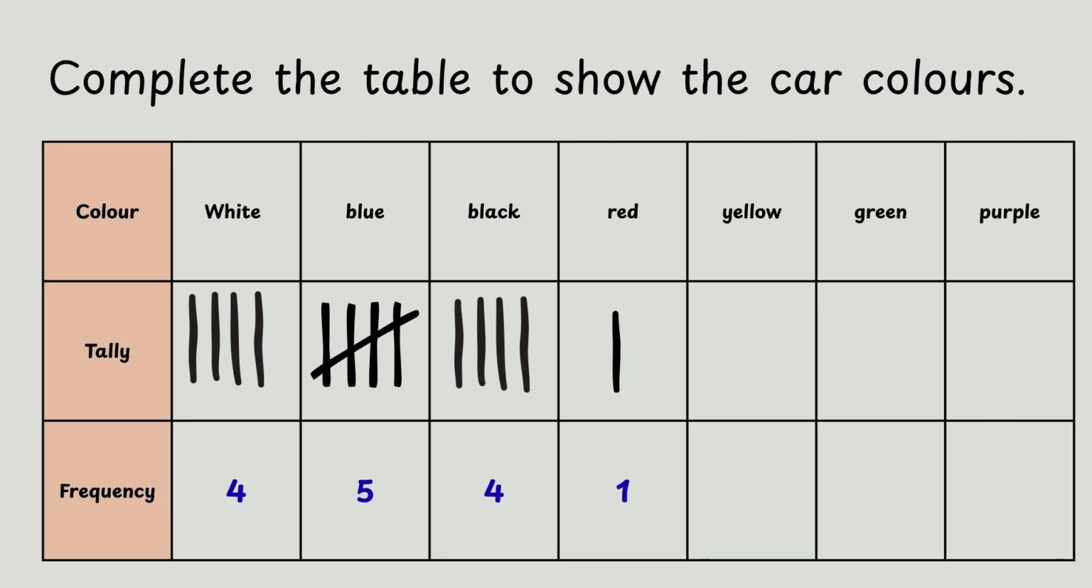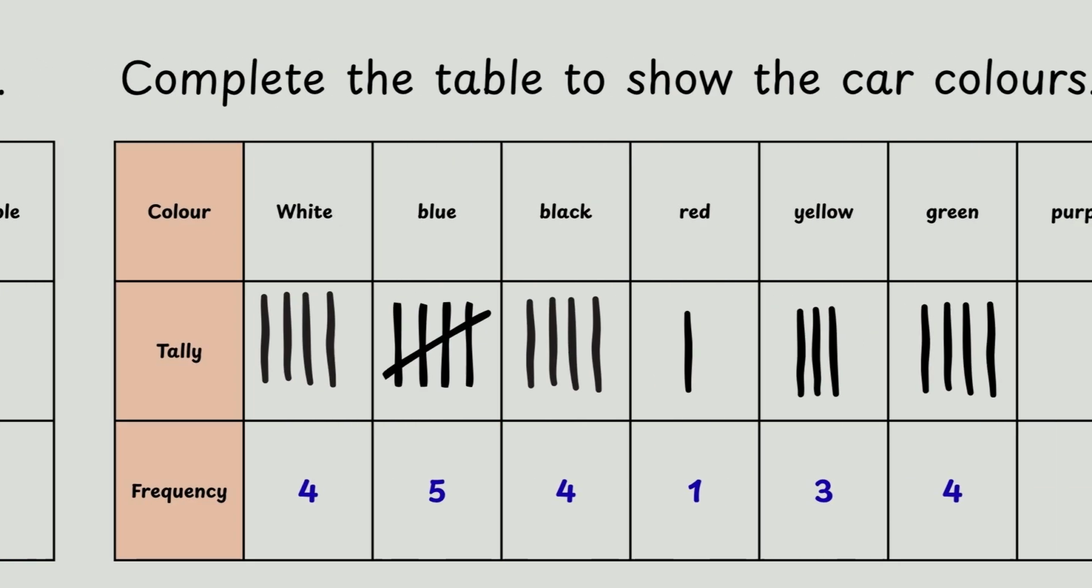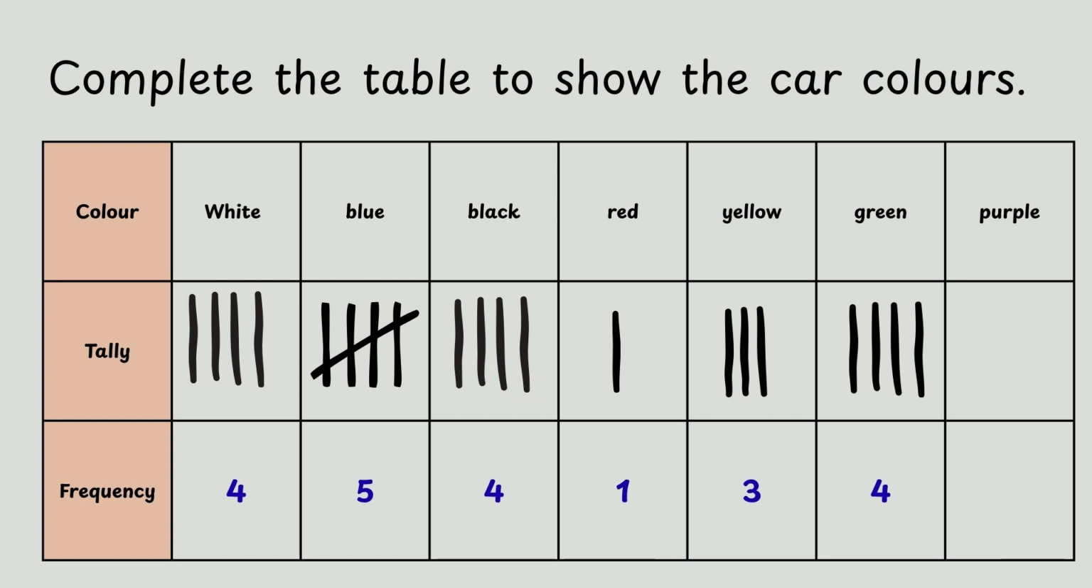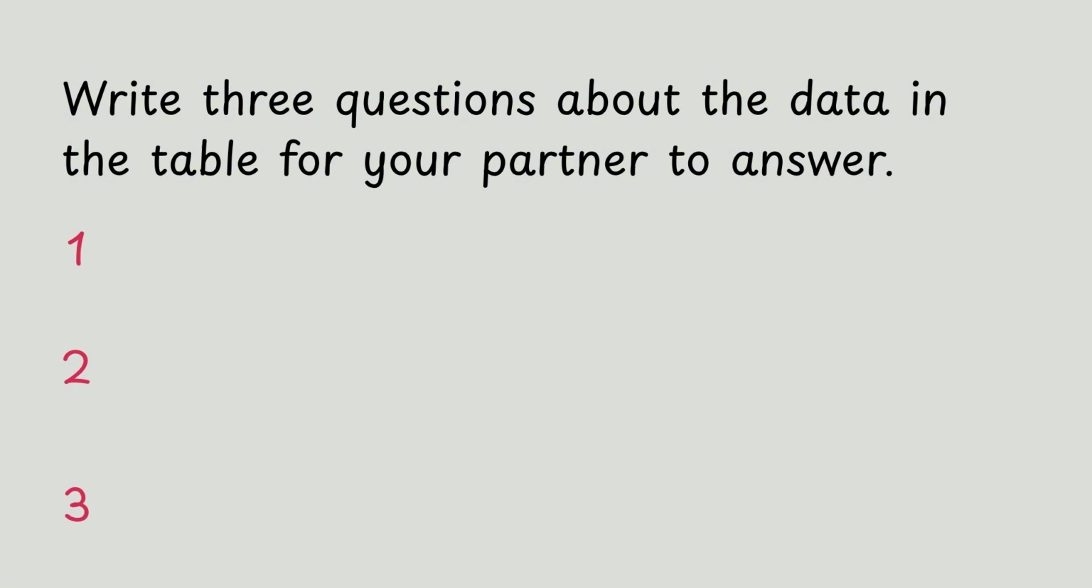For red color, there is 1. For yellow color, there are 3 cars. For green color, there are 4 cars. For purple color, there are 3 cars. Write 3 questions about the data in the table for your partner to answer.